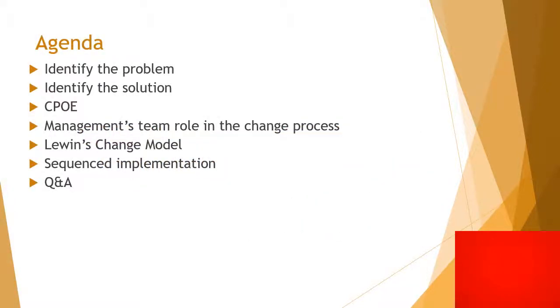First, the agenda. We're going to identify the problem. Next, we will identify the solution to that problem. We're just going to discuss CPOE, what that is. We'll then talk about the management team's role in the change process. We'll discuss Lewin's change model and what implication that has. We'll talk about sequenced implementation, and then we'll wrap up with any Q&A.